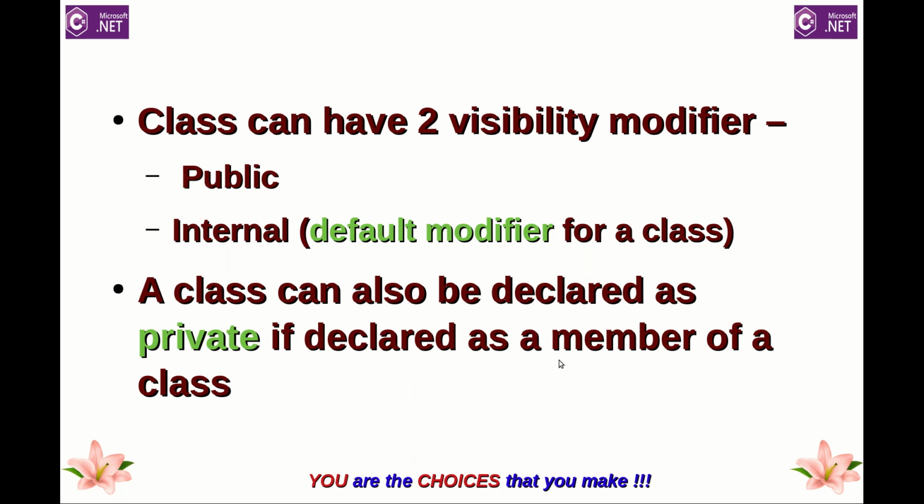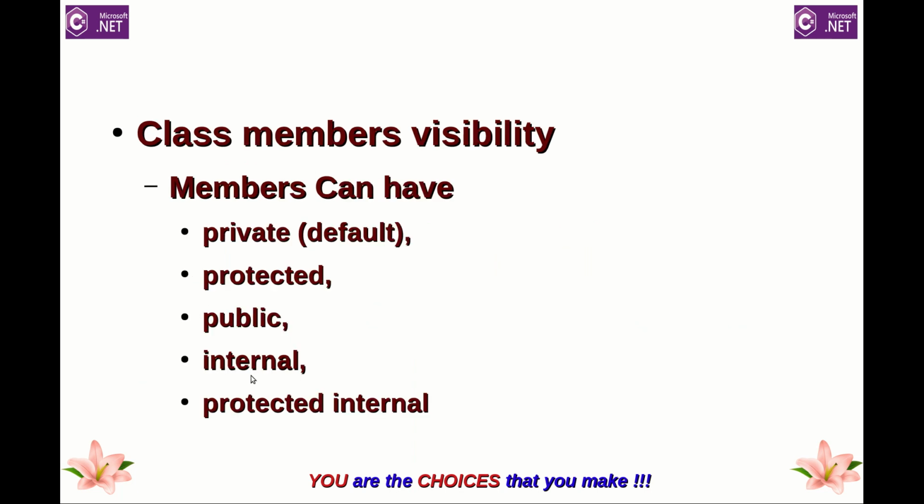But if it is a member of another class, then it can have the visibility control as private, because it can be used only inside that particular class. In the same way, we can have visibility for the class members also. The class members can have private, protected, public, internal or protected internal. These are the 5 visibility controls that we can give for the members of a class.